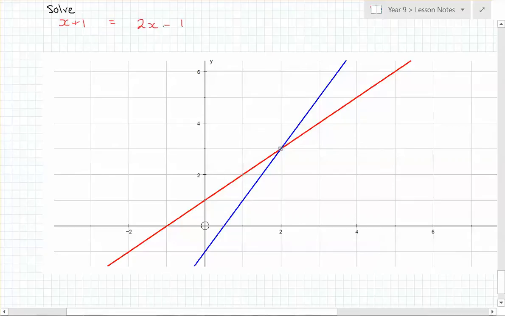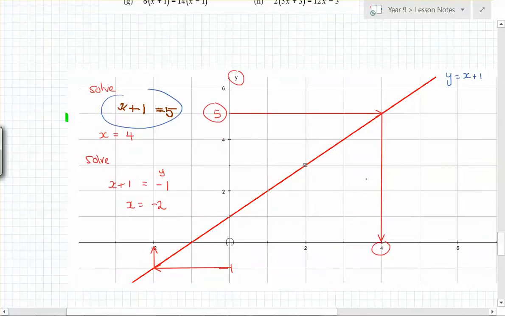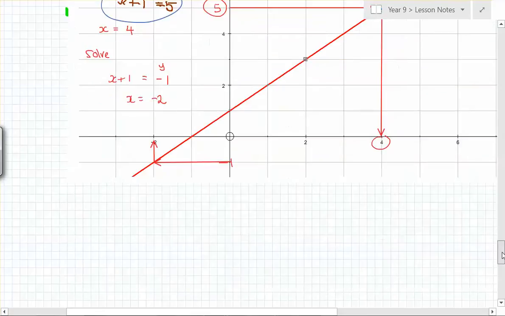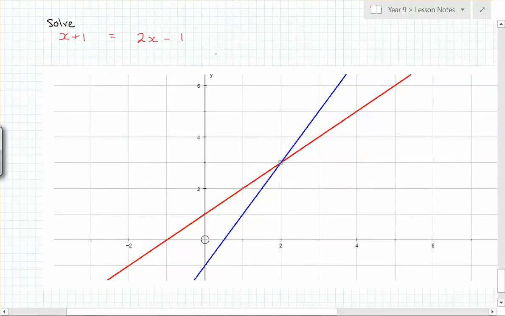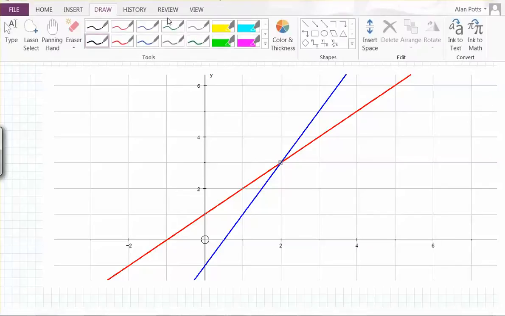Coordinates. Well, what did we do for the other ones when I said solve x plus 1 equals 5? What did you have to give me? Oh yeah, you found the coordinate, but only the x coordinate. So when I say solve, what I mean is, what is x? X is what? Yeah, 3.